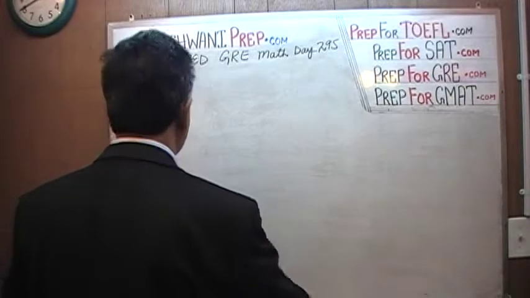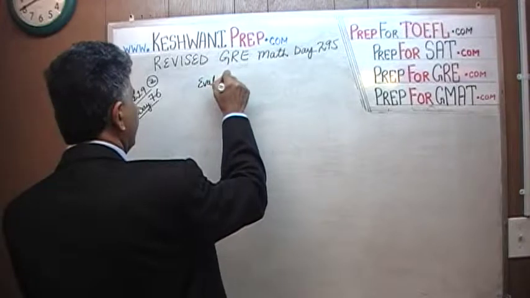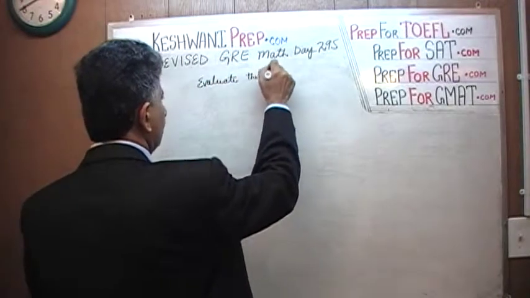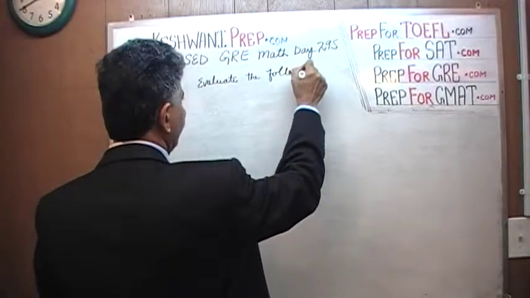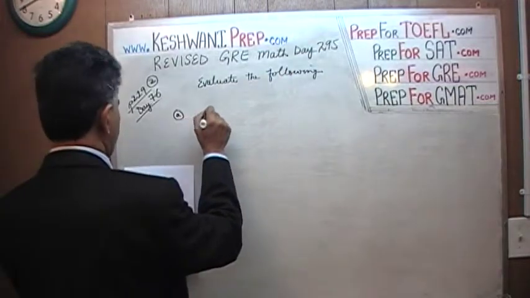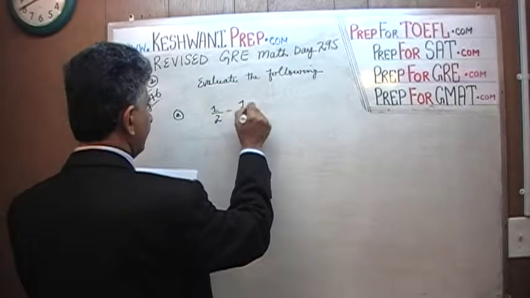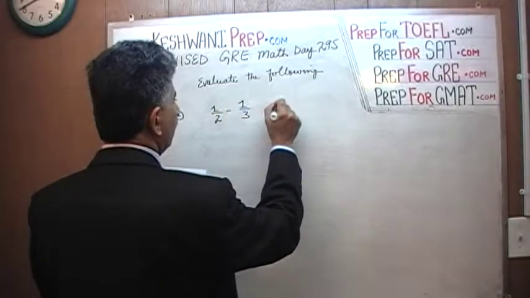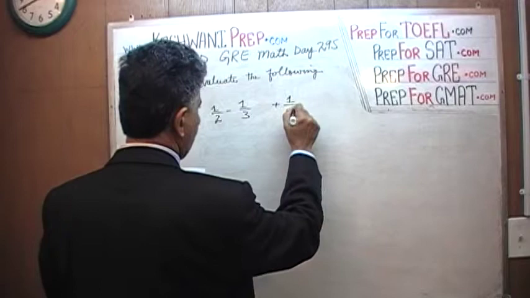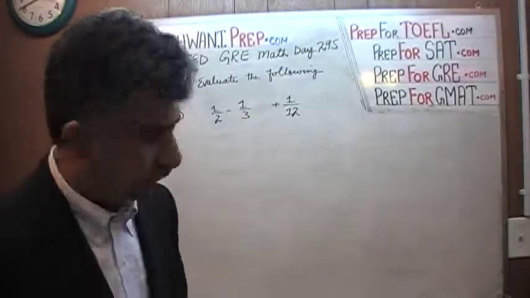In problem number 2, they want us to evaluate the following expression. Evaluate the following. A is a half minus a third plus a 12th. A half minus a third plus a 12th.